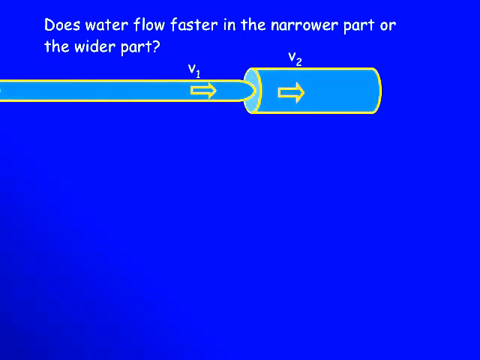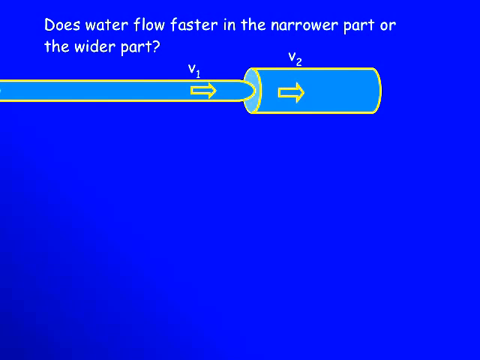Here we see a wide part of a pipe and a narrow part of a pipe, is what I'm trying to illustrate. The water is flowing in the direction V1, from left to right, flowing through a narrow tube and then passing into a wider tube. Does water flow faster in the narrower part or the wider part?